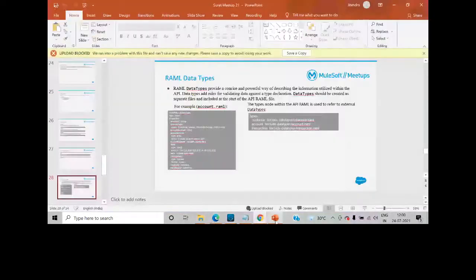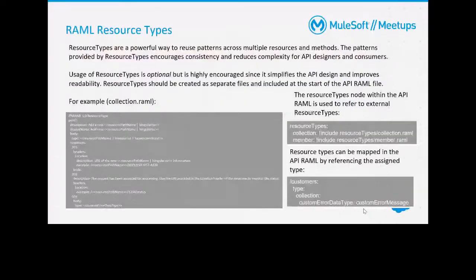Okay. Let me take the next slide. So, RAML resource type. What is a resource type? A resource type is a very powerful way to reuse patterns across multiple resources and methods. Basically, in your RAML, most of the time you write the get method, you write the post method, and for the get method you define what the response type is, what the examples are, what the media type is, right? For post, you define the request body, response body, right?